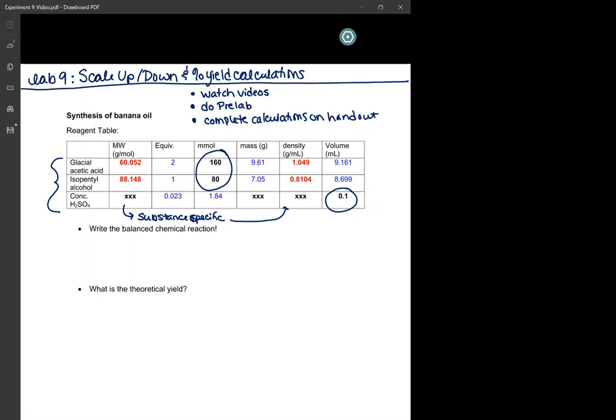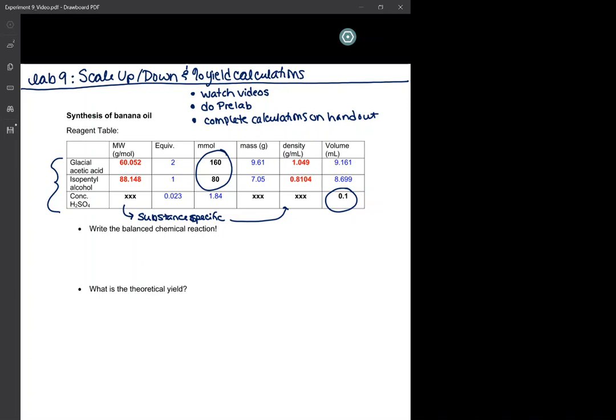So let's say then that you do the reaction, you want to figure out, did you do a good job or not? You want to know about your percent yield. And so when you do that, what you need to do is figure out how much of the product you could possibly make. So in this case, if we were to use this reagent table to set up our reaction and then actually make our isoamyl acetate, our banana oil, we would want to know, did we get a good yield or a bad yield? So we need to know how much we could possibly make. We need to know our theoretical yield.